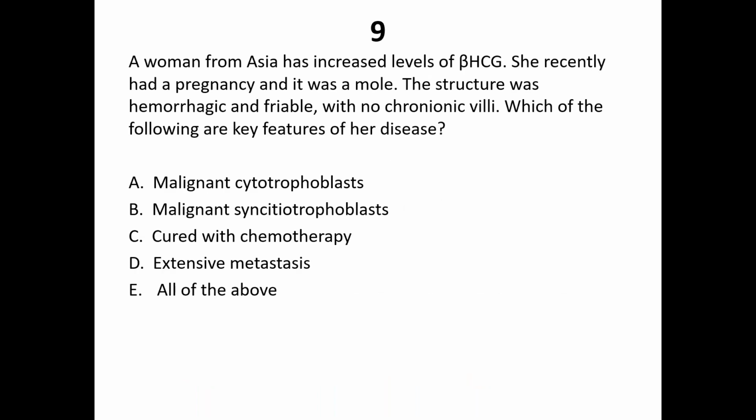A woman from Asia has increased levels of beta HCG. She recently had a pregnancy and it was a mole. The structure was hemorrhagic, friable, with no chorionic villi. Which of the following are key features of her disease? Whether it is malignant cytotrophoblast, in situ trophoblast, cured with chemotherapy, extensive metastasis, all of the above.